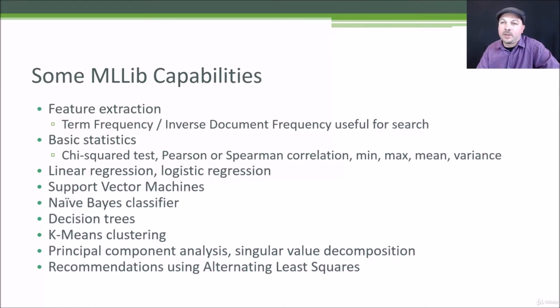K-means clustering. We'll also do an example of that later in the course, and you can do clustering using k-means, using massive data sets, using Spark and MLLib. Even principal component analysis and SVD, we can do that with Spark as well, and we'll have an example of that too. And finally, there's a built-in recommendations algorithm called alternating least squares that's built into MLLib.